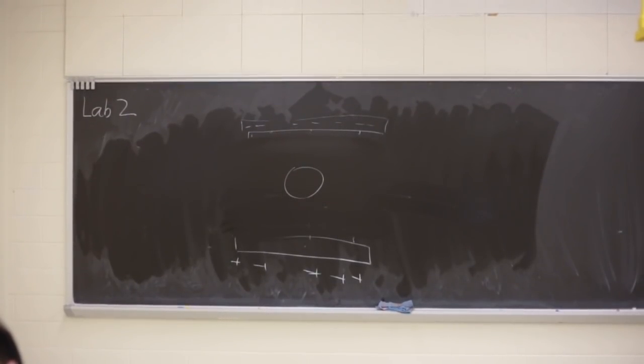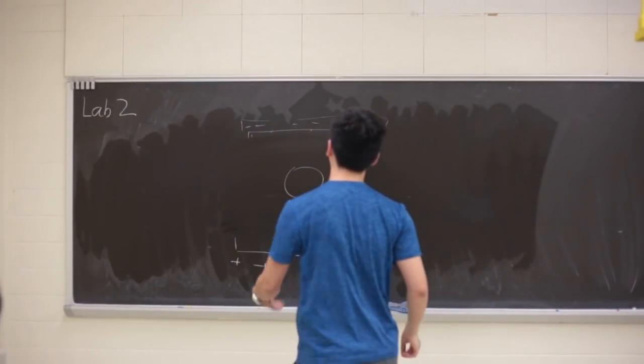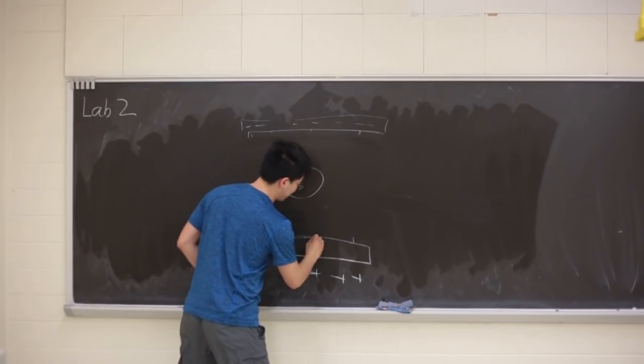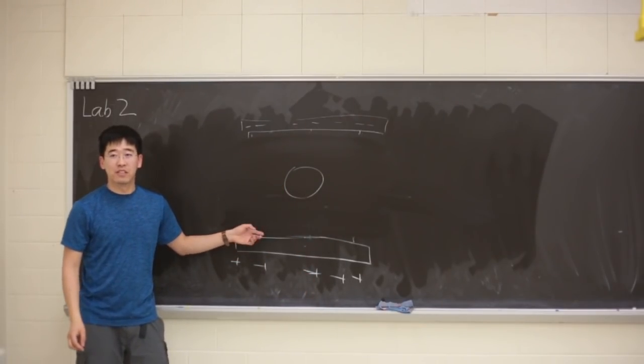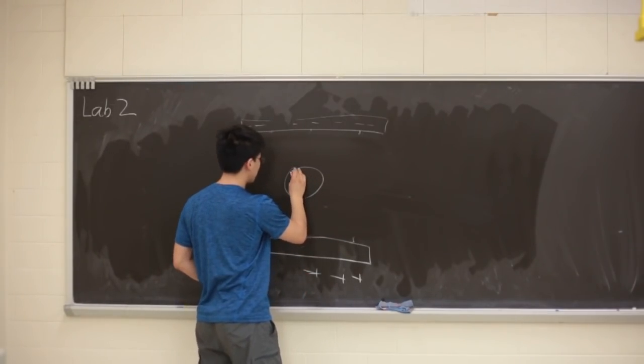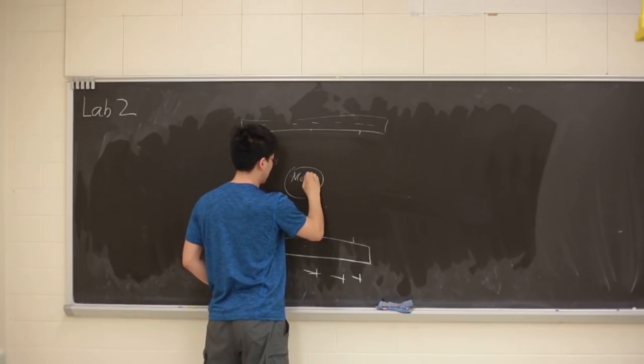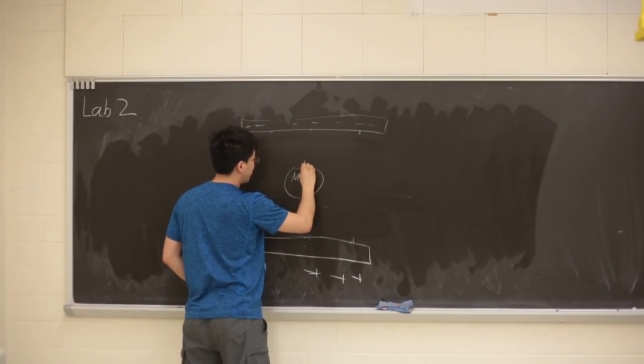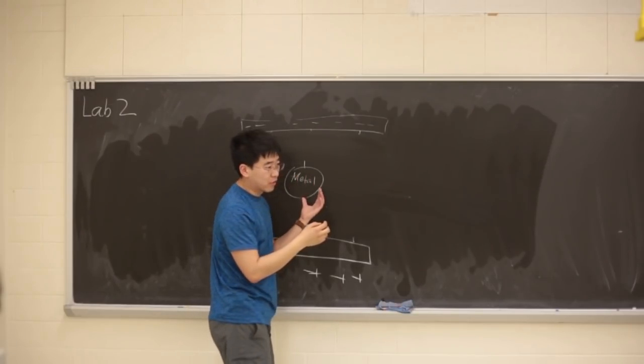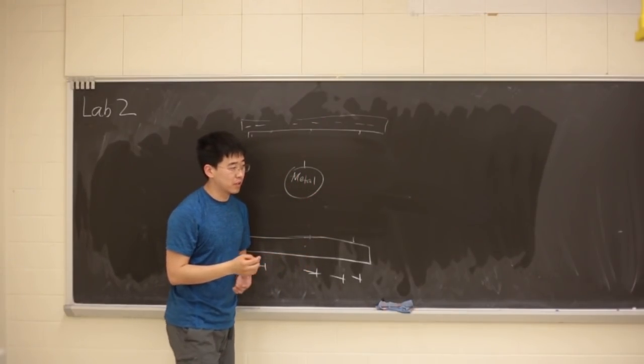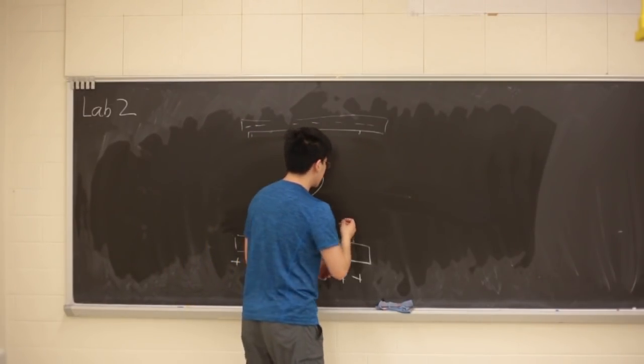Don't worry. Let's keep on going. So let's say we have a circle in the middle. Cool. That is metal. So you know the electric field line is perpendicular to the surface.